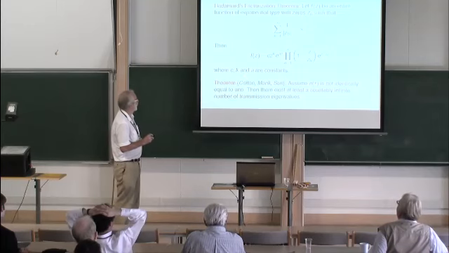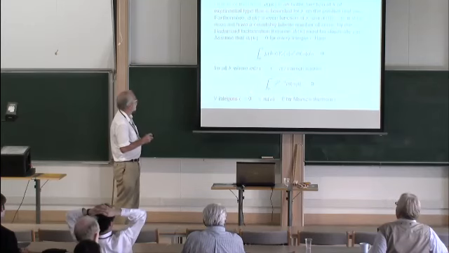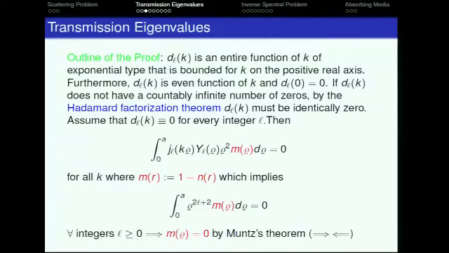And the proof, just to give you a taste of the proof and how Hadamard factorization comes in, you can easily show that this determinant is an entire function of k of exponential type. It's bounded on the positive real axis. It's an even function of k, and D of 0 is 0 for any L. Those are just trivial things you can note.